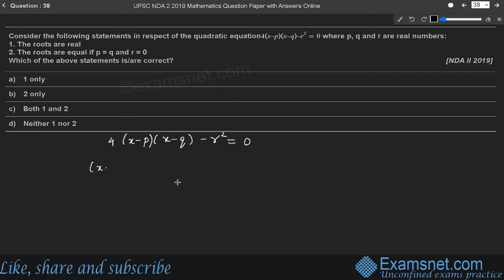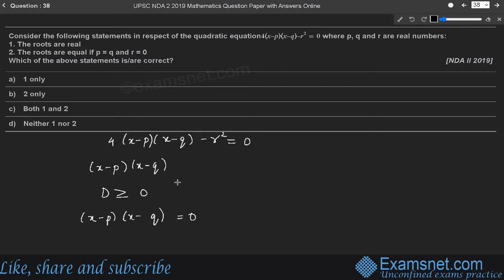We know that for (x - p)(x - q), the roots will be real only if D is greater than or equal to 0. Here, (x - p)(x - q) is equal to 0. Therefore, we can say that the roots are real. So, the first statement is correct.